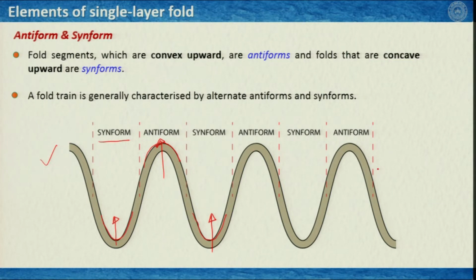So, a synform is where the fold closes downwards, you can say it that way as well, and an antiform is where the fold closes upwards. So, upward closing folds are antiforms and downward closing folds are synforms. We will talk more about antiform and synform in the next lecture, particularly when we talk about the classification of folding.